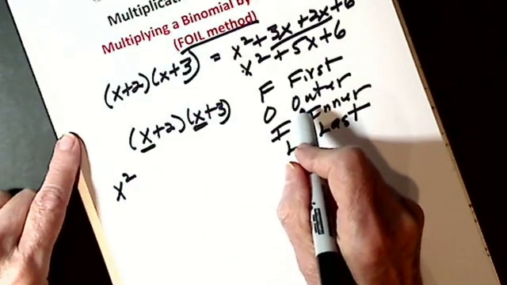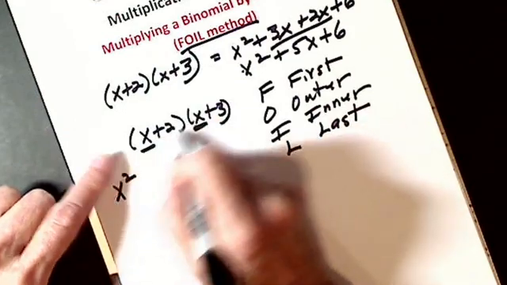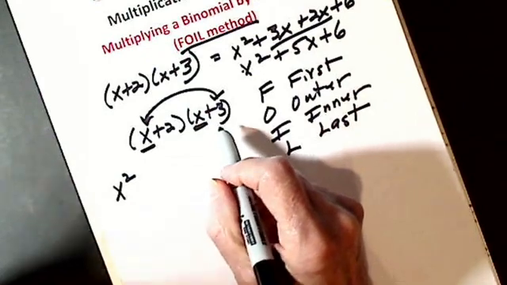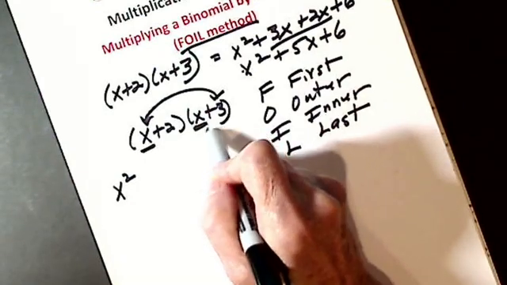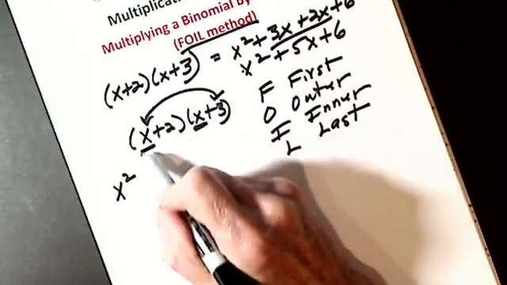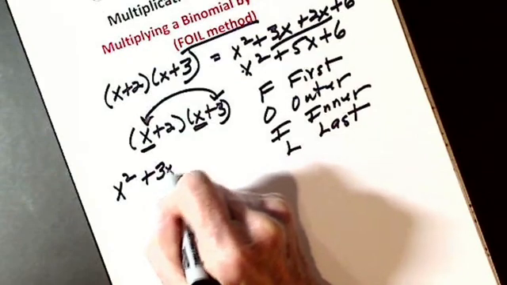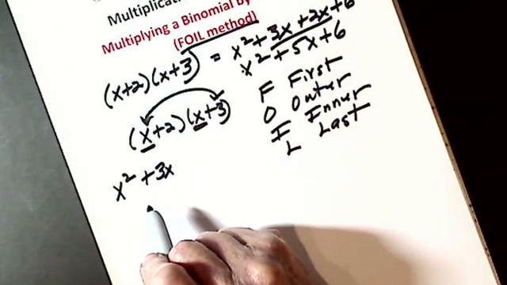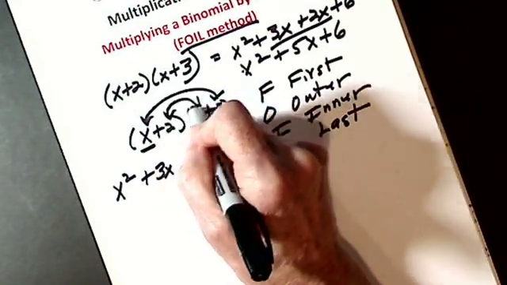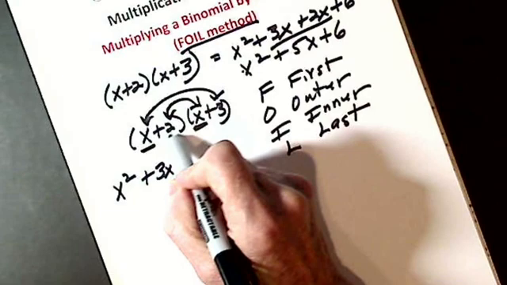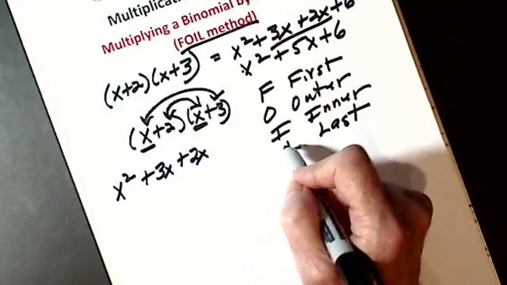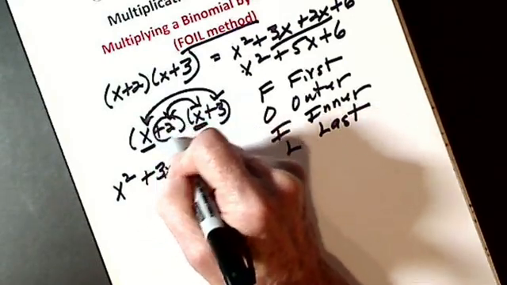Now I have to multiply outers. Here's my expression. These are my outer edges. If you have trouble in the past with this, it's usually your signs. This plus is glued to that 3. So plus 3 times x is plus 3x. They're my outers. Now I do my inners. Is plus 2x. Now I multiply my last. This is a last. That's a last.